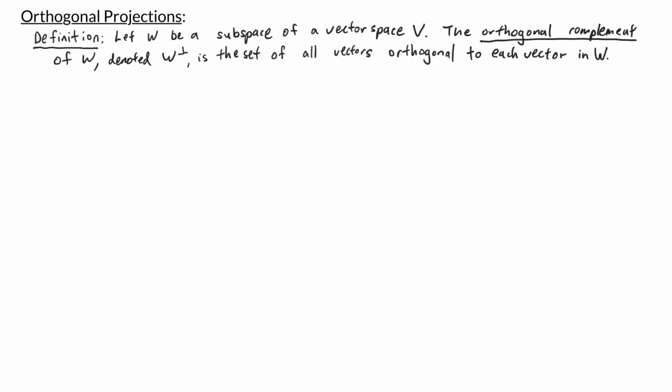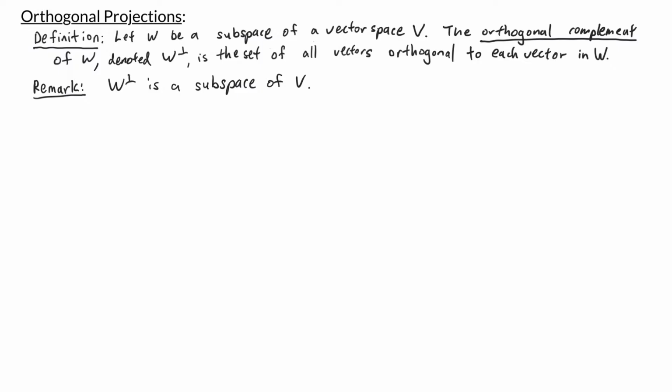Let's recall the definition of the orthogonal complement. Let W be a subspace of a vector space V. The orthogonal complement of W, which we denote W perp, is the set of all vectors that are orthogonal to each vector in W. Meaning if I take a vector in W perp and I take a vector in W and take their dot product, that dot product is always 0. One thing to note is that W perp is always a subspace of the vector space V.